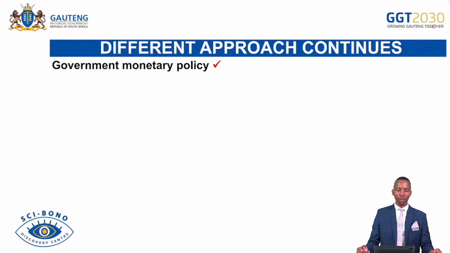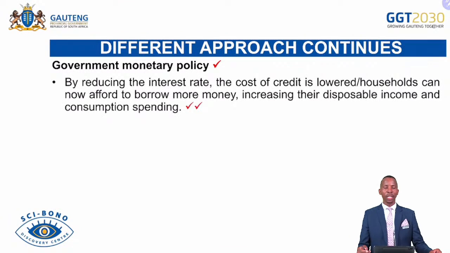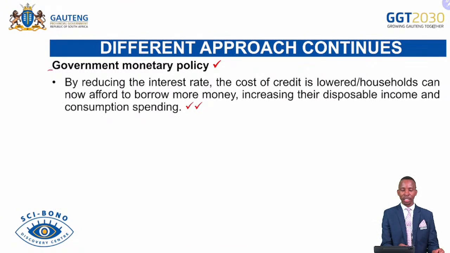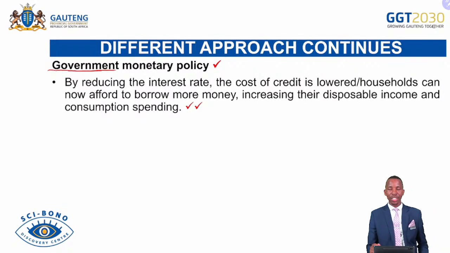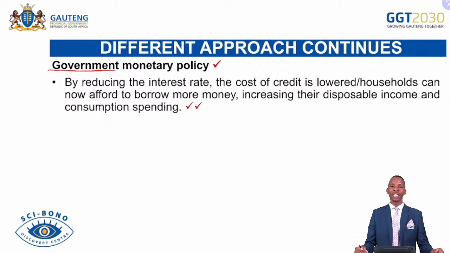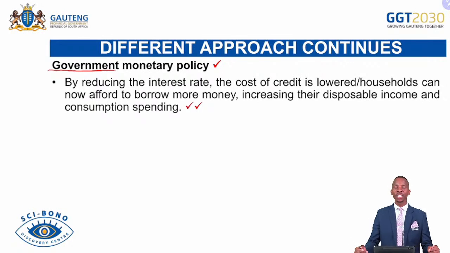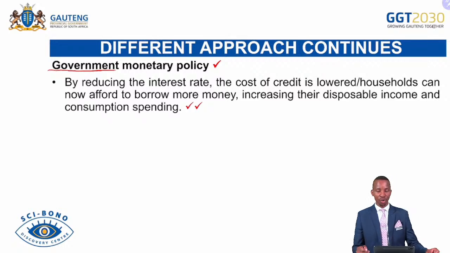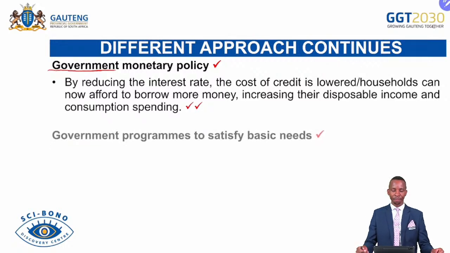The different approach, the government policy. So the government can intervene through monetary policy, which in this case is the South African Reserve Bank, by reducing the interest rate to encourage more money supply in the economy. We know that if interest rates are lowered, credit automatically becomes more affordable and cheap in the economy. As a result, people will be borrowing more money from commercial banks and spending in the economy, and that will increase aggregate demand.